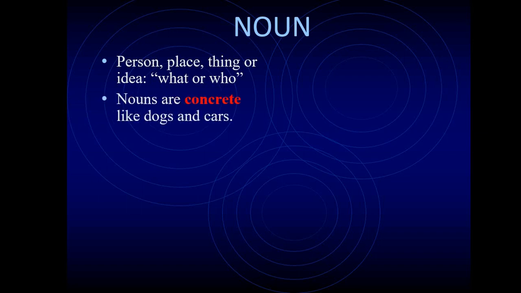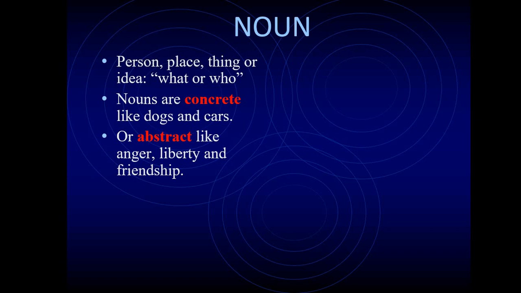Okay? And there are different types of nouns, such as concrete nouns, such as dogs, cars, and abstract nouns such as anger, liberty, and friendship. And by the way, abstract nouns are all ideas. Abstract means they cannot be seen or touched. It's something we can feel, like anger, like liberty, friendship, love, and the examples we mentioned before.